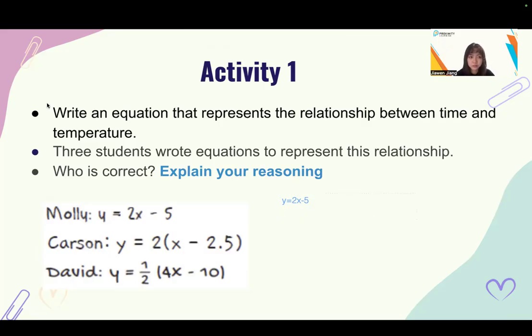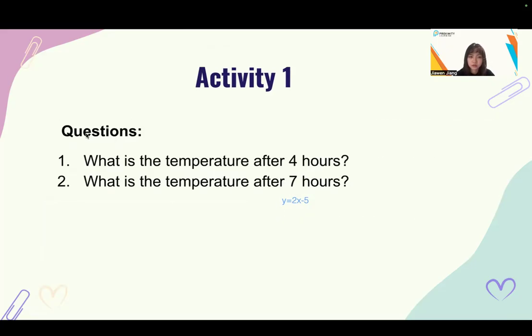So let's move on. So here are two questions. The first one, what is the temperature after 4 hours? And what is the temperature after 7 hours? Yes, and remember our equation is y equals 2x minus 5. Okay, I'm gonna give you 2 minutes to solve this equation. And after you've done that, please send your answer in the chat box. And I'm just gonna use the wheel of names and call somebody.